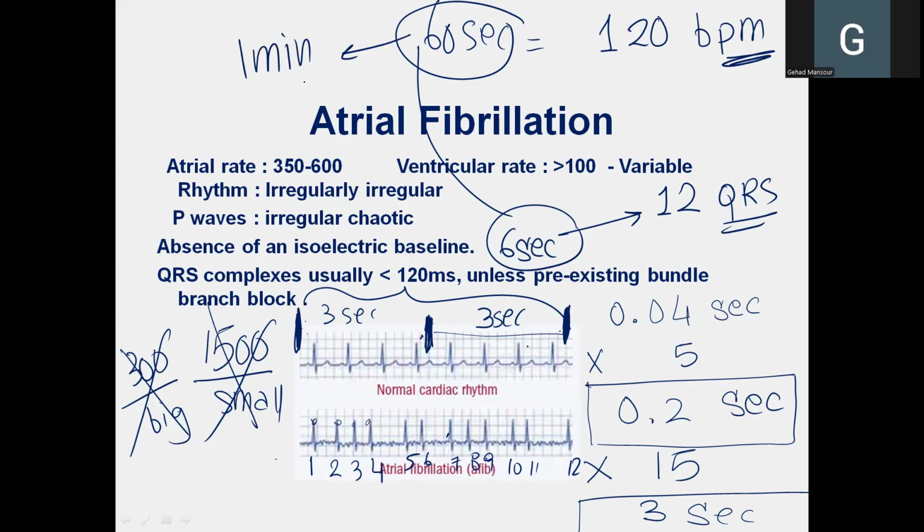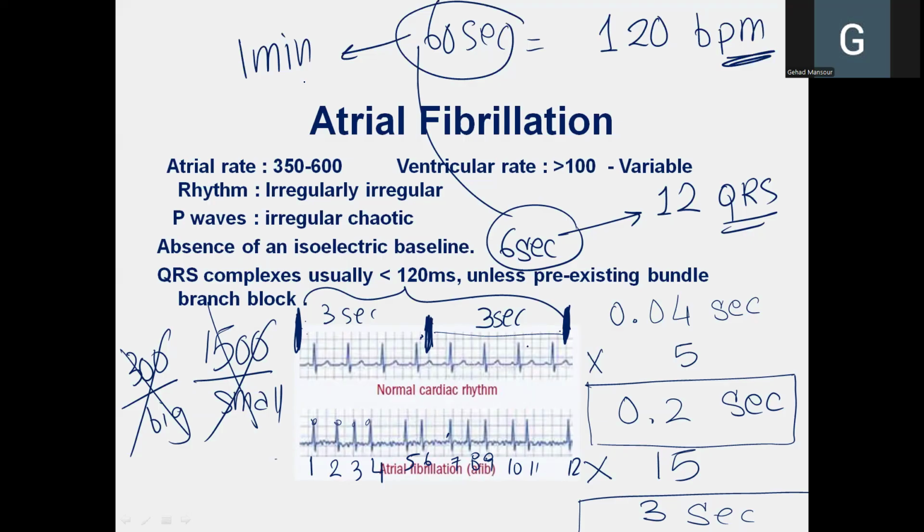So again, to wrap up all this, whenever you have an irregular rhythm, you determine the beginning and the end of 30 big squares, which means 6 seconds, and then you count the number of QRS complexes if they are well determined, like here, and you say that I have, for example, 12 QRS complexes per 6 seconds, so I will have 120 per 60 seconds or per minute.